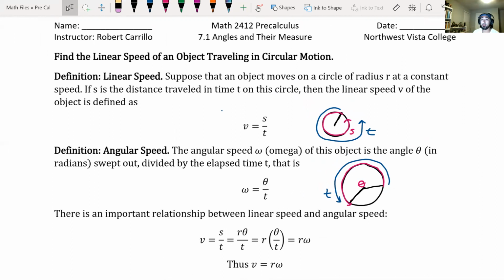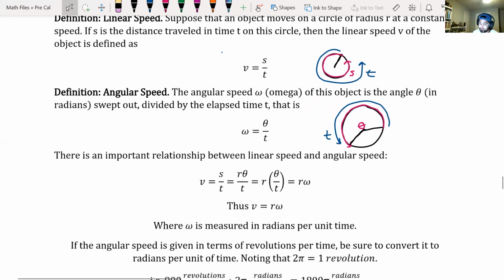Okay, so those are two formulas for linear speed and angular speed, and now we have a third formula, which is an important relationship between linear and angular speed. We only use this formula if the question states something in radians per unit of time, and you will see it in the actual problem.